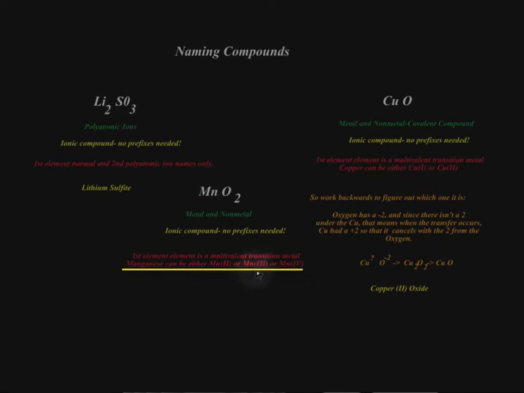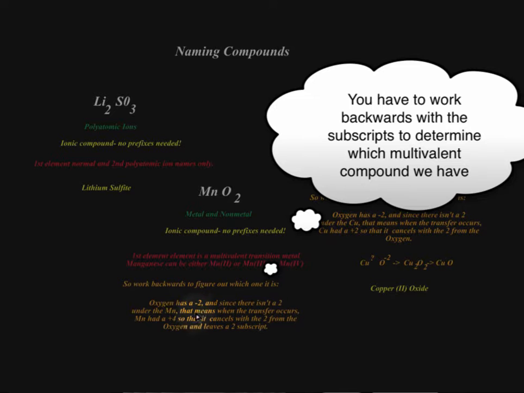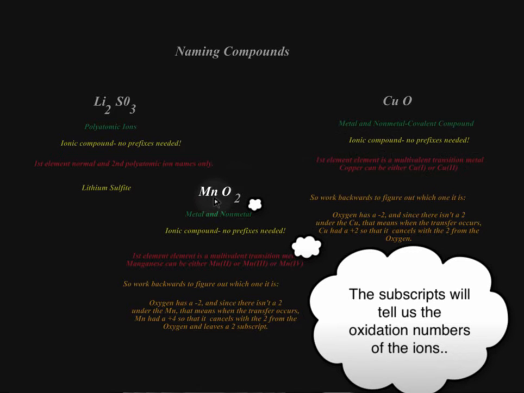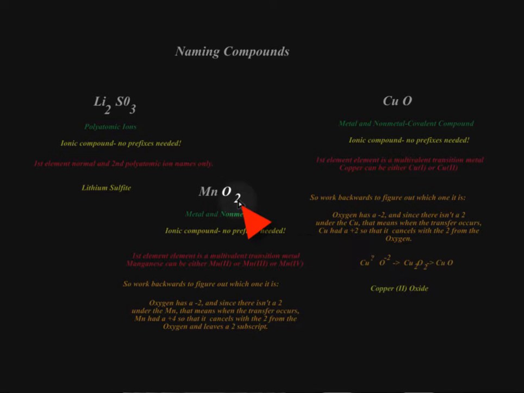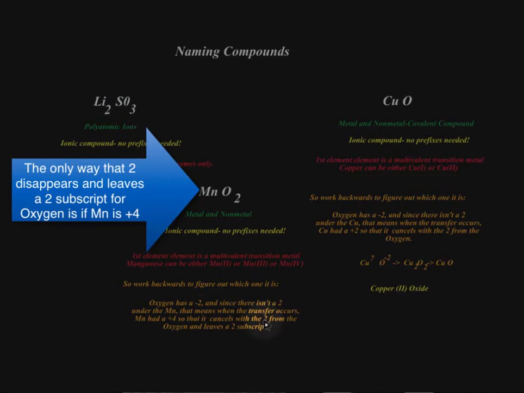So because the first element is a transition metal, we have to determine by working backwards again to figure out which one it is, 2, 3, or 4. Again, the process is the same. Oxygen has a -2 charge or oxidation number. And since there's no 2 down here when it transferred, that means it had to cancel. But this one's a little different because there's a 2 left over in the other element. They didn't both cancel like this one. So that means that in order for that to occur, Mn had to have the +4, so that when you divided both of the 2's, oxygen's left with a 2 subscript.